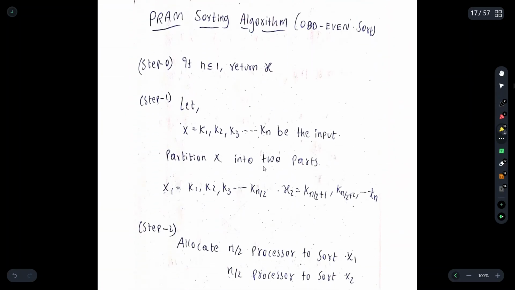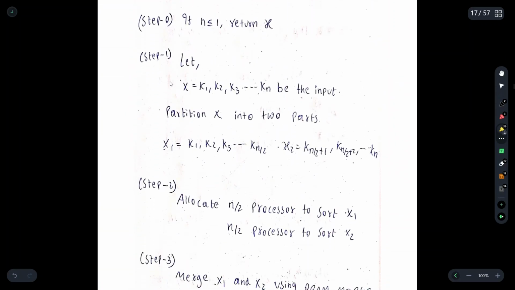So now let us discuss the algorithm. Let us consider that x contains the values; these are the inputs. We need to partition x into two parts. x1 will contain the values from k1 to kn by 2, and x2 will contain the values from kn by 2 plus 1 until kn.